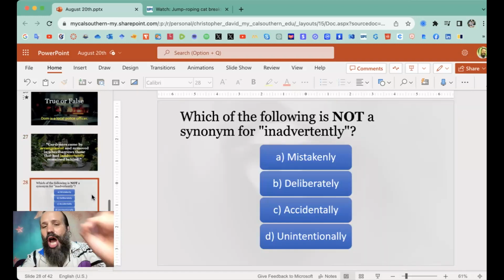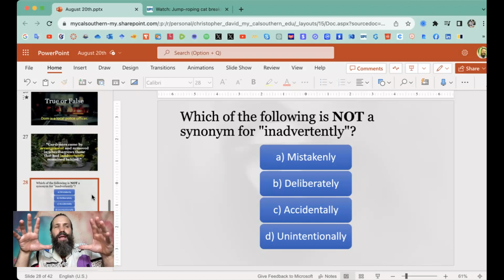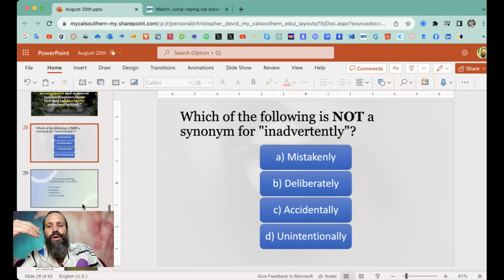Which of the following is not a synonym for inadvertently? So he didn't know the word inadvertently, but he could recognize that mistakenly, accidentally, and unintentionally were similar enough that it must be deliberately. And so this is another way to really understand language, by grouping things in ways like this. Now, again, it only gets you closer to the definition because synonyms do not mean the same thing. It just means that they can be interchanged, at least in one circumstance. So of course those aren't the same meaning. But anyway, if you do enough of these, the meaning of the word will come out.